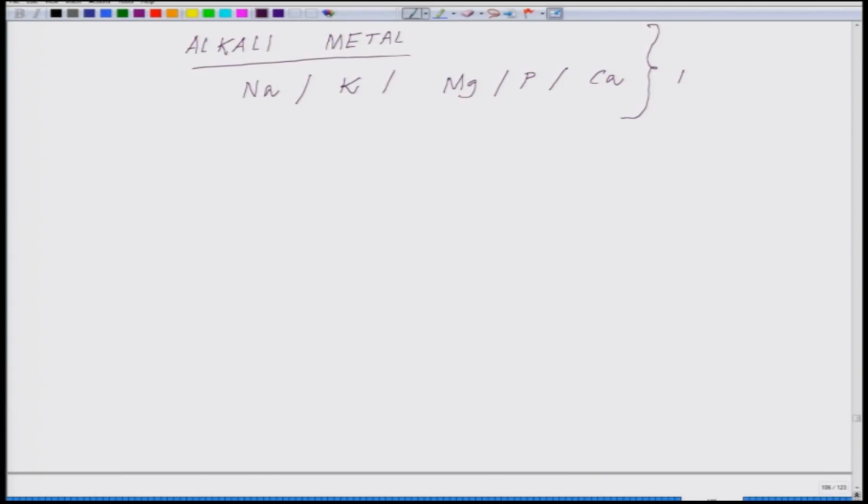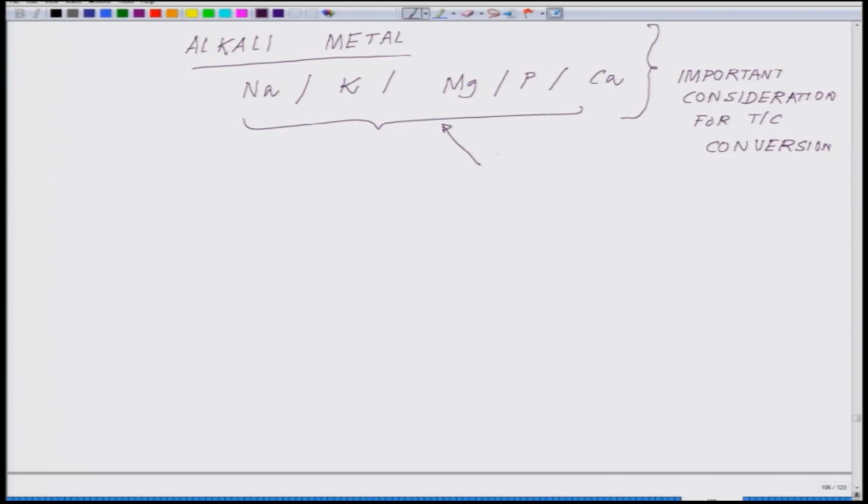Okay. They have important consideration for thermochemical conversion. Why is it so? So, these are all coming from different kinds of biomass sources. Okay.